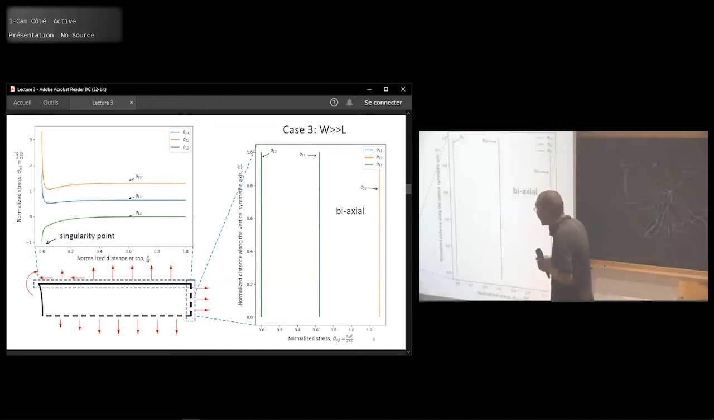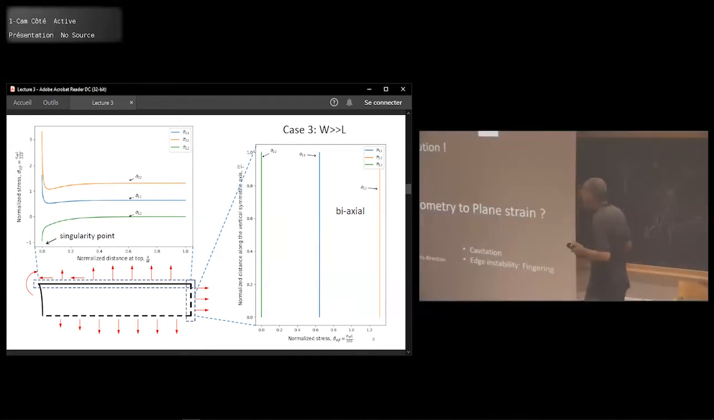You get this singularity. This is the same singularity as we have seen in the last slide, but the beta will be different, because it's a different type of loading. So you can see that.